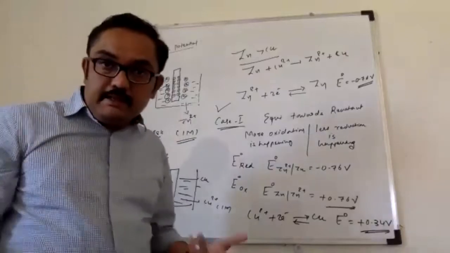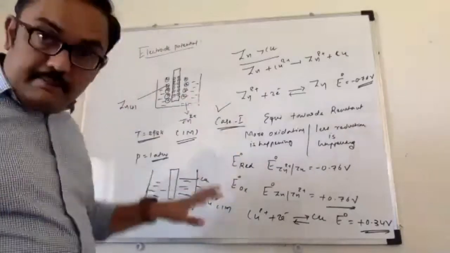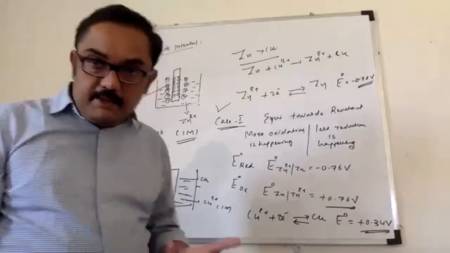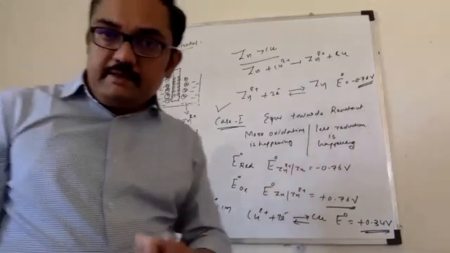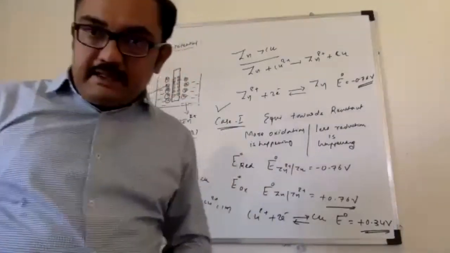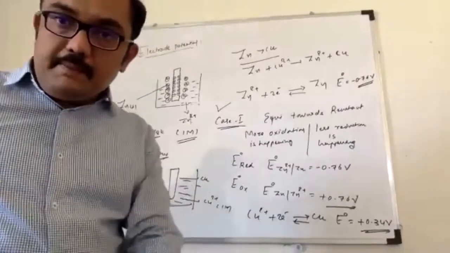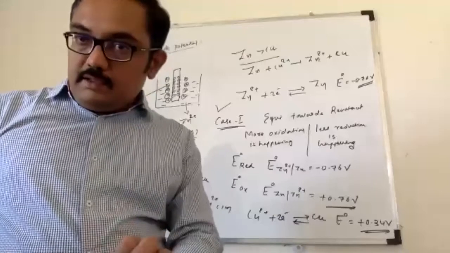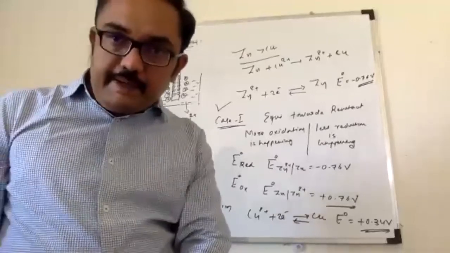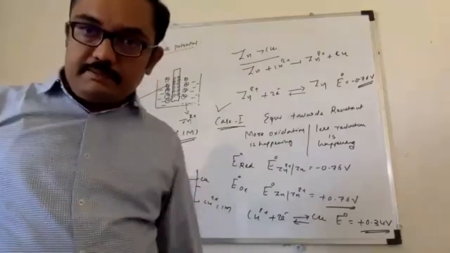In this way, we can talk about different metal ion systems. Depending on the reactivity, whichever metal is more reactive, in that case the reduction potential you will find more negative. And if the metal is less reactive, the electrode potential you will find positive for that metal ion system. Reduction potential.